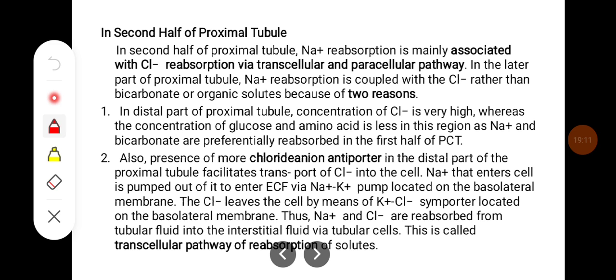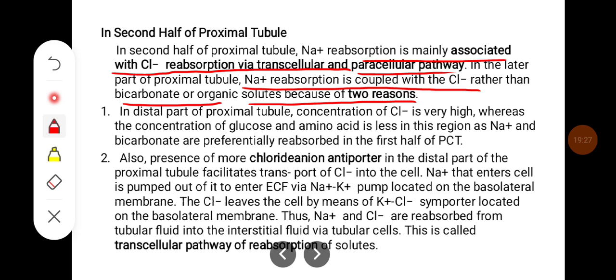In the second half of the proximal tubule, sodium reabsorption is mainly associated with chloride reabsorption via transcellular and paracellular pathways. In the later part of the proximal tubule, sodium reabsorption is coupled with chloride rather than bicarbonate or organic solutes because of two reasons. In the distal part of the proximal tubule, the concentration of chloride is very high, whereas the concentration of glucose and amino acids is less. This is because sodium and bicarbonate are preferentially reabsorbed in the first part of the PCT.